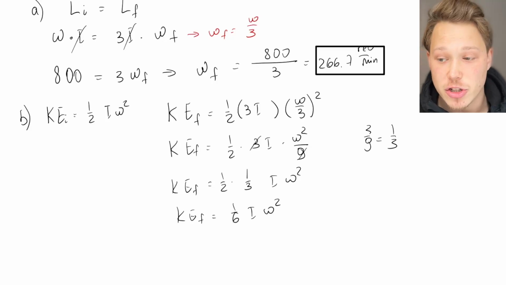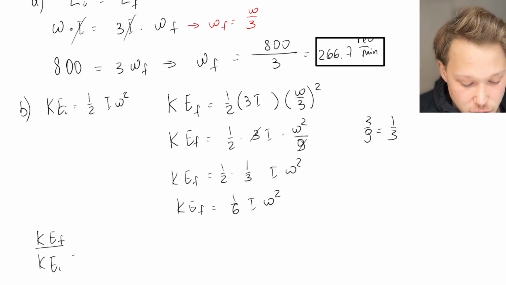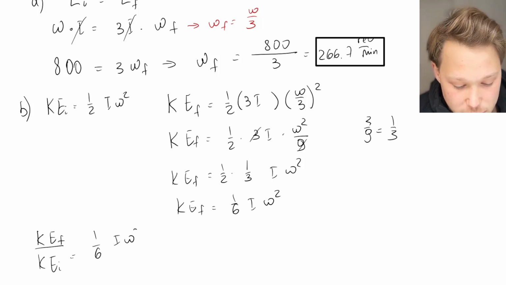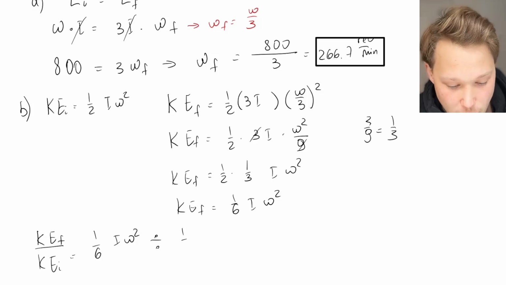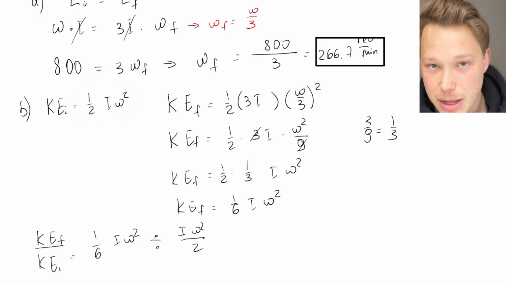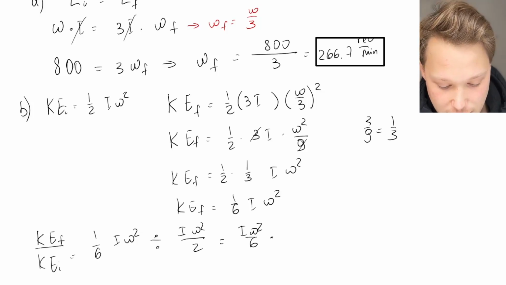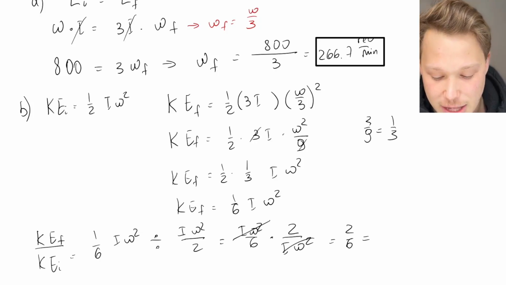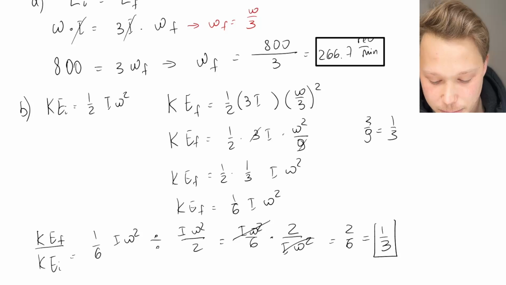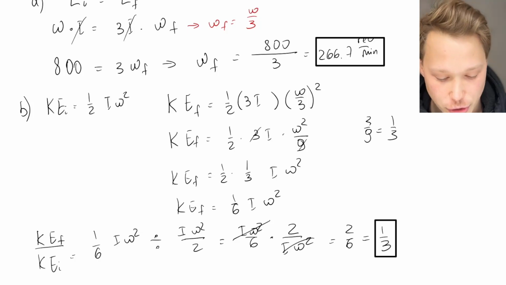So they're asking us about what factor did it change. So essentially all we have to do is divide the final over initial. So 1/6 I omega squared divided by 1/2 I omega squared, the initial kinetic energy right here. When we divide, we multiply by the reciprocal. So let me rewrite this as I omega squared over 6 times 2 over I omega squared. These terms cancel out and we have a final answer of 2 over 6 or 1 over 3. So essentially our kinetic energy decreased by a factor of 1/3.